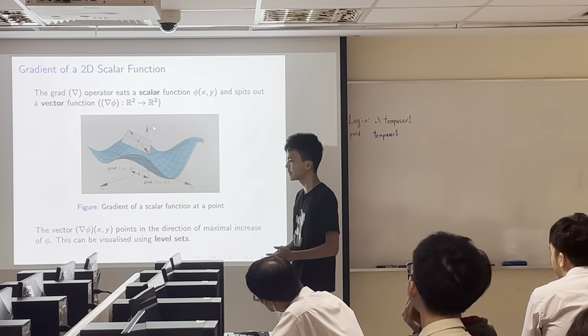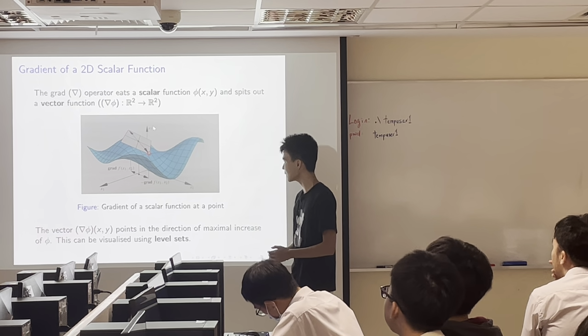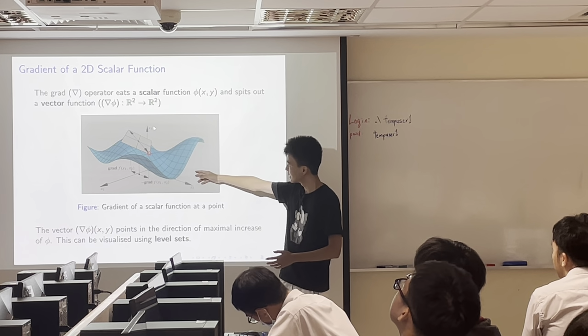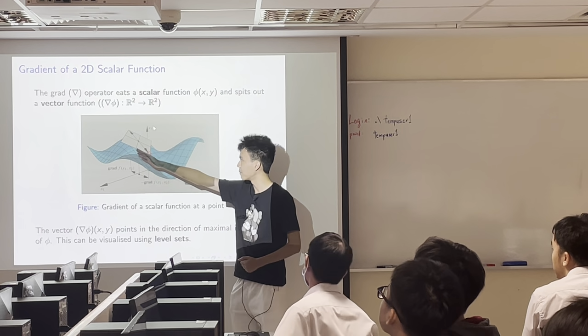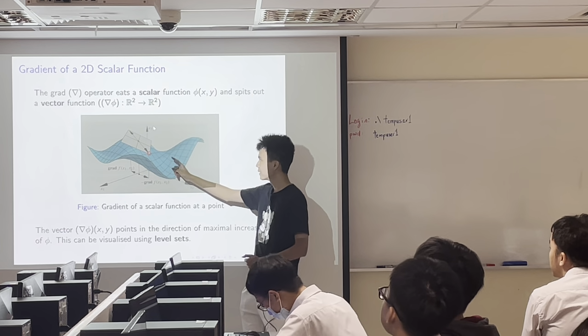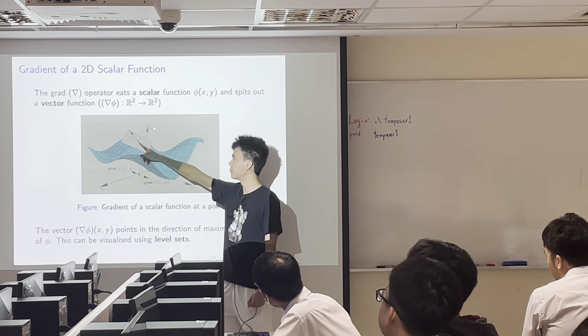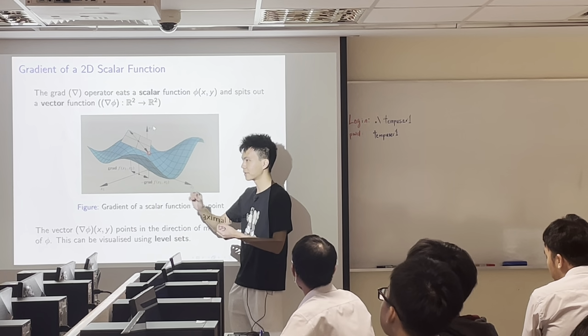So question now, what is the intuition for this? What does this gradient operator do? How does it act on my scalar function? The answer is given by roughly this visualization over here, which is that if I give you a scalar function represented by the blue curve, then the gradient of the scalar function at this point is going to be the direction in which it increases maximally.